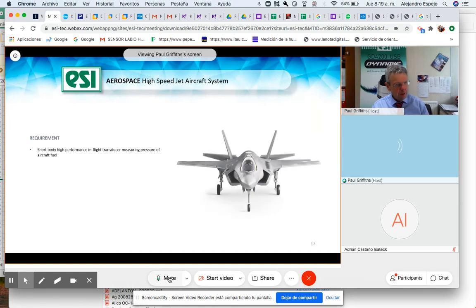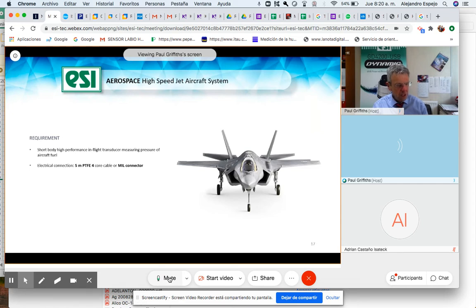Okay, so this application is a little bit too specific, really, because it's for a fighter aircraft for use on the fuel system. But this is just an example, really. I wouldn't worry about the aerospace aspect. It's just an example of the sort of customization that we can do.